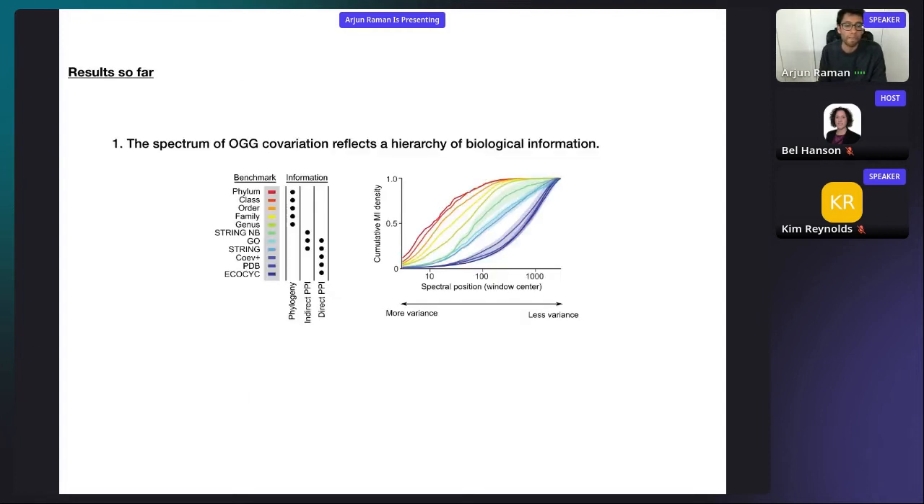So to summarize the results so far, what we found is that if we perform spectral decomposition of a diverse data set across orthologous gene group covariation, we see a hierarchy of biological information. The shallow modes of variation are enriched for phylogenetic information, the deep modes for direct protein-protein interactions within the proteome of an organism, and the middle modes for indirect protein-protein interactions.